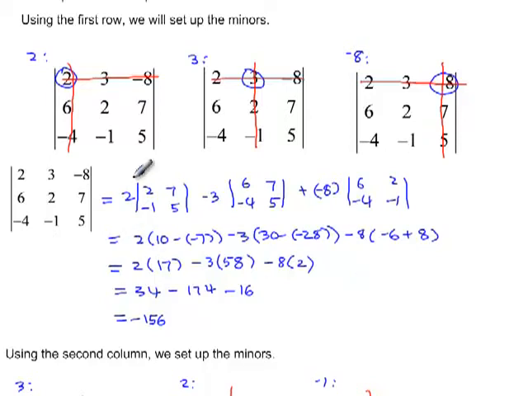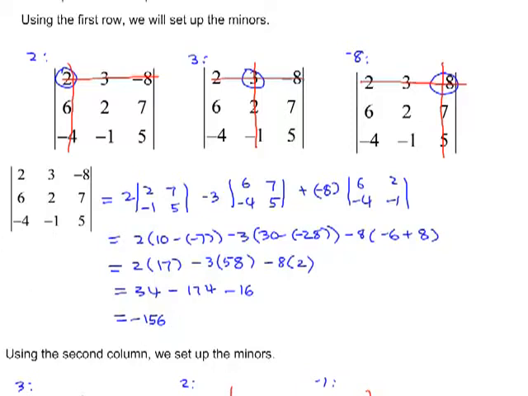And now we just expand each determinant. So 2 times the quantity 2 times 5 is 10, minus a negative 7. Minus 3 times the quantity 6 times 5 is 30, but minus a negative 28. And then minus 8 times the determinant, which will be negative 6 minus a negative 8, so you change it to a plus 8. Make sure you watch the signs. That's why I highlight the signs. So 2 times the first one, 10 plus 7, is 17. Minus 3 times 30 plus 28 is 58. Minus 8 times 2. So you have 34 minus 174 minus 16. So the determinant will be just a number, negative 156.